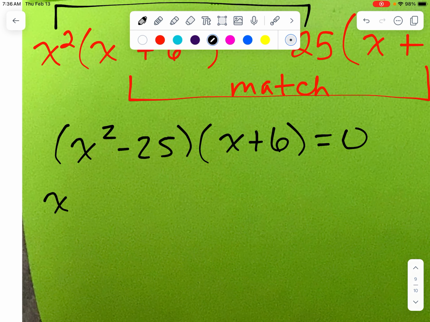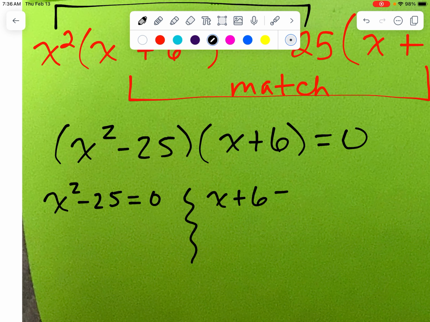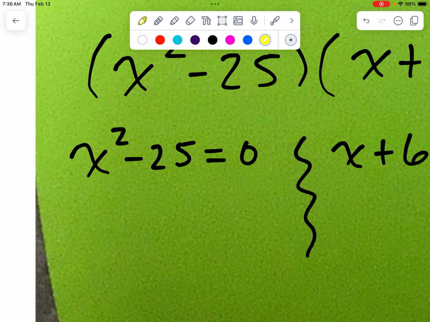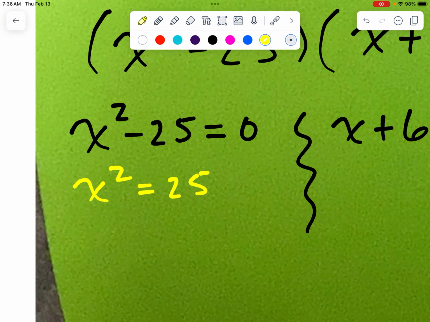So we'll say x squared minus 25 equals 0. X plus 6 equals 0. So we want to get x by itself. The opposite of minus 25 is we're going to add 25 to the other side. And then the opposite of squaring, so the opposite of to the second power, is to take the square root. But when you take the square root, you have to do the plus or minus sign.